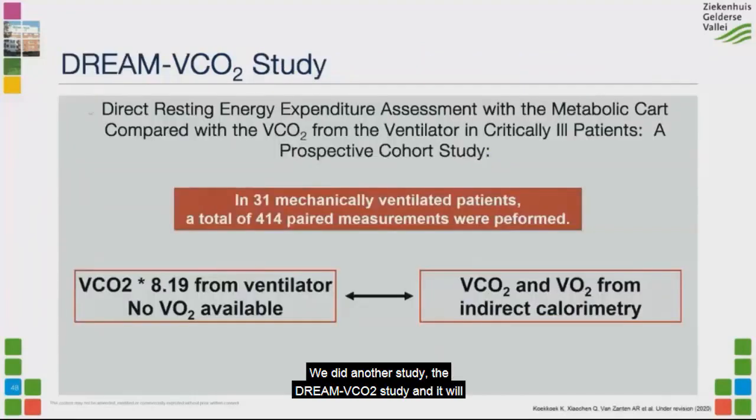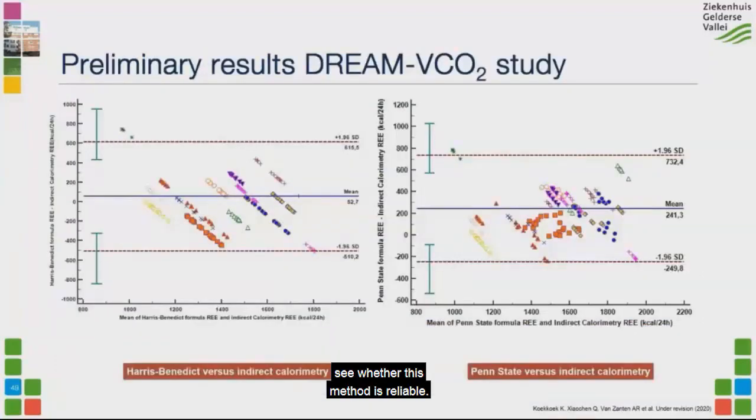We did another study, the DREAM VCO2 study, and I will show you the preliminary results of this study, also comparing the VCO2 method from the ventilator and the indirect calorimetry device we have in our unit. We compared over 400 measurements from 31 patients to see whether this method is reliable.